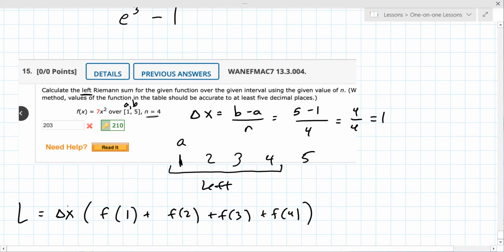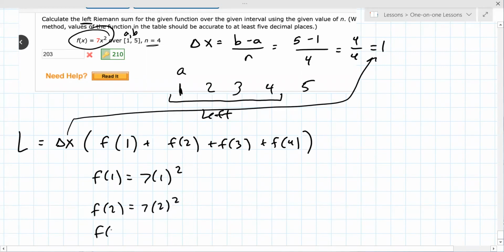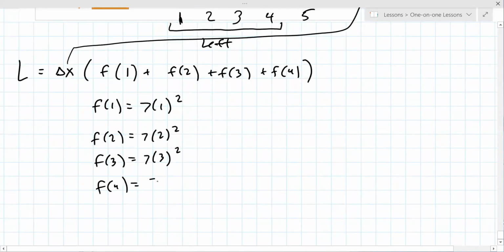You know delta x is 1, okay? So now all you've got to do is evaluate this function at each of these places. So f of 1 is 7 times 1 squared. That's the f of x right there. That's where I'm getting that from. F of 2 is 7 times 2 squared. F of 3 is 7 times 3 squared. F of 4 is 7 times 4 squared. So you got to get these numbers. This is 7. This is 7 times 4. What's that? 28. This is 7 times 9. That's 63. And this is 7 times 16. I think that's like 112.